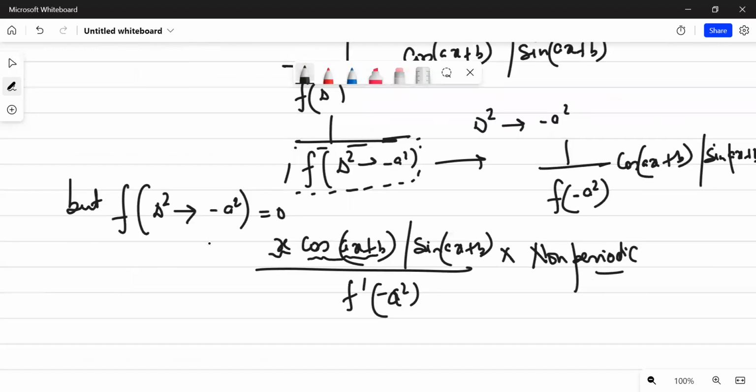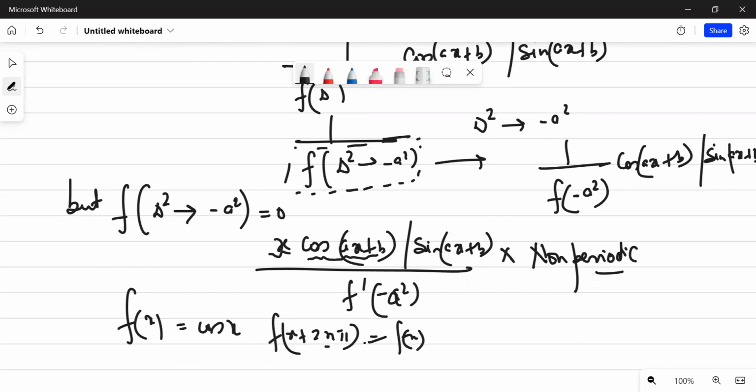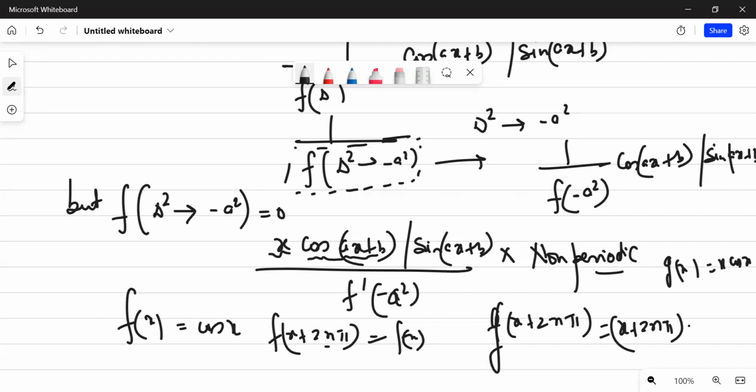When is a function called periodic? If I say that my function f of x is equal to cosine x is periodic, what does it imply? It implies that if I replace x by x plus 2n pi, it will again come out as f of x. So cos of x plus 2n pi would be f of x. But what about this, where g of x is, let's say, x into cosine x? Now what will it become? It will become x plus 2n pi into cosine x. X into cosine x is fine, but this term will again come as an addendum.